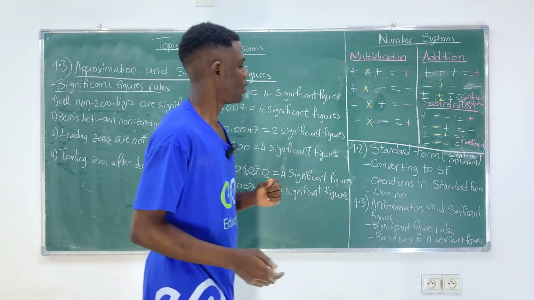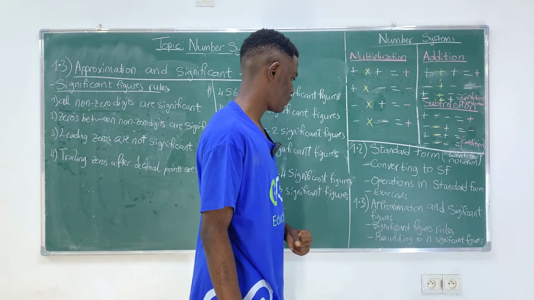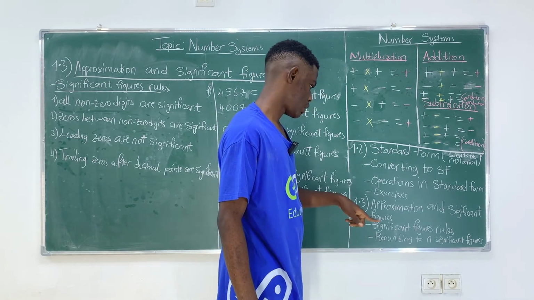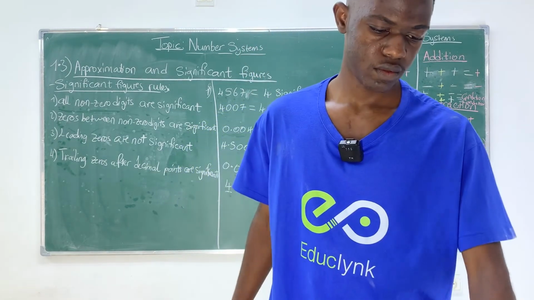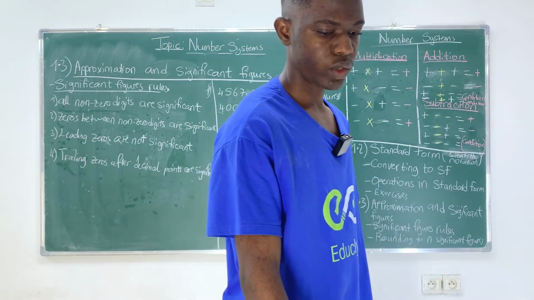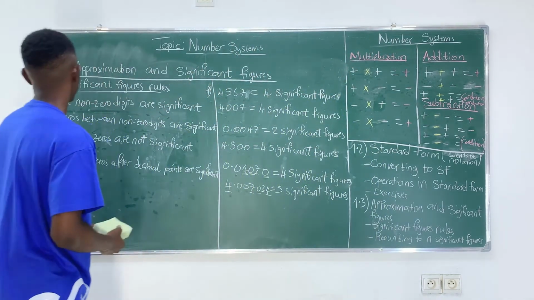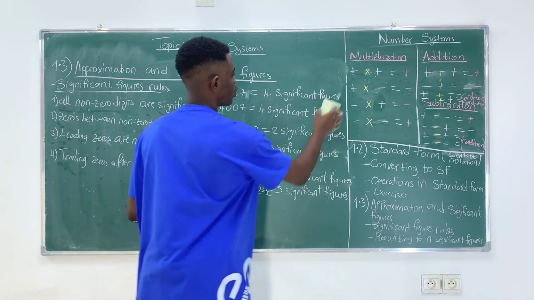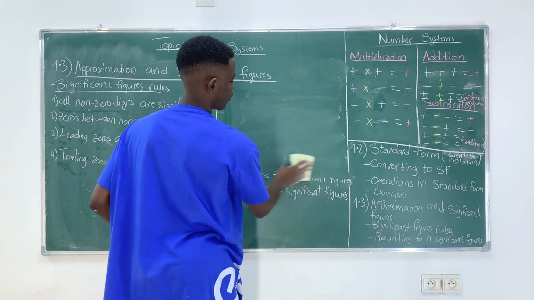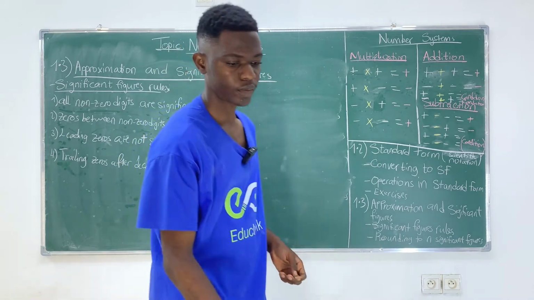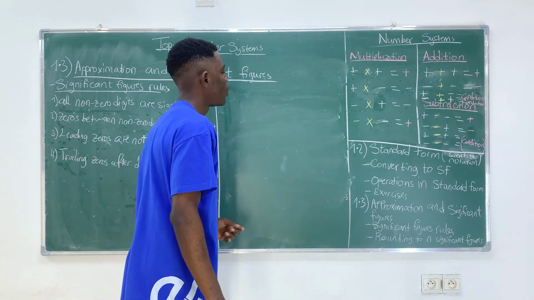So yeah, that is it for significant figures. So we are going to the last one, which is rounding to n significant figures. We are going to round numbers to n significant figures. I'm just going to write this one. Rounding to n significant figures.